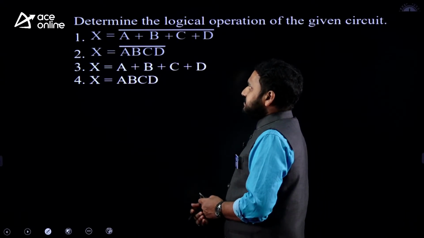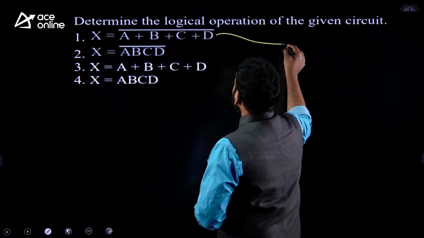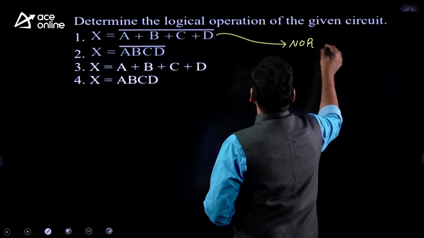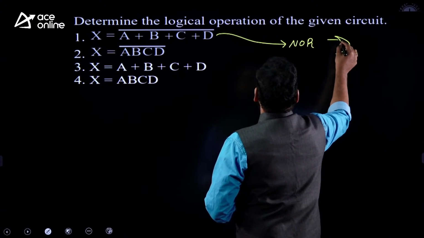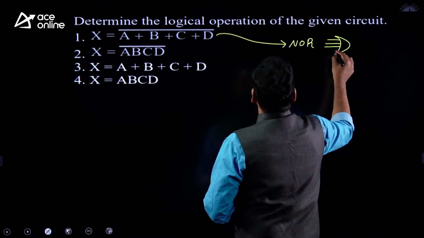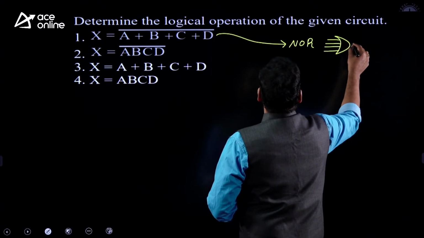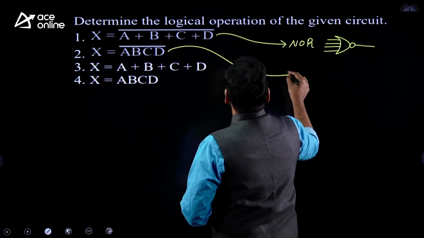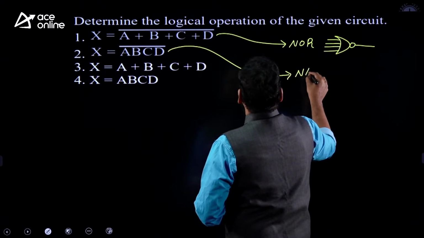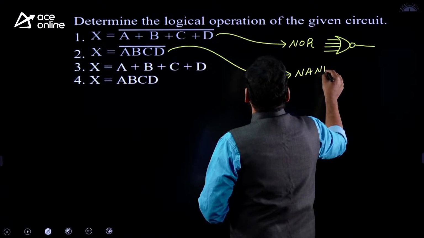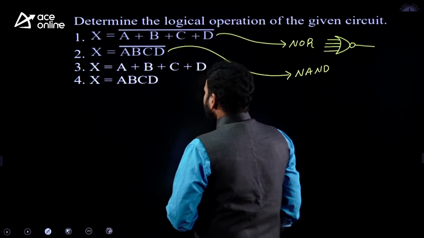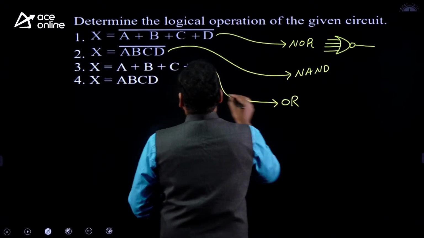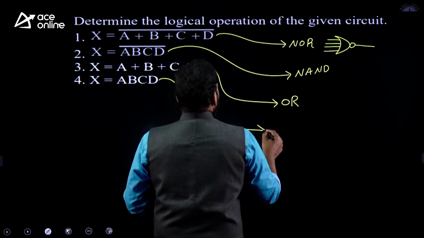A plus B plus C plus D whole bar. What is this? Simply this is the operation of a NOR gate. A, B, C and D, OR operation and then bubble. That's it. A, B, C, D whole bar, AND operation and bubble, NAND gate. It is purely an OR gate. And this is an AND gate.